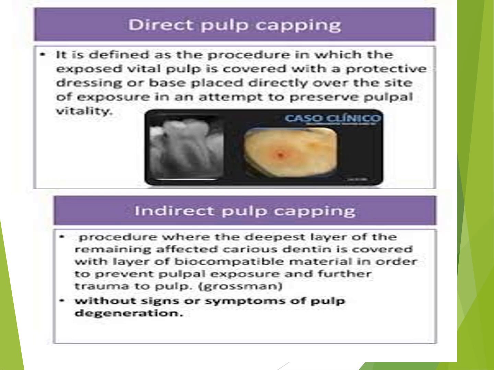So there is a difference between direct pulp capping and indirect pulp capping. The main focus is that we have to protect the pulp. Direct pulp capping is defined as a procedure in which the exposed vital pulp is covered with a protective dressing or base laid directly over the site of exposure in an attempt to preserve the pulp vitality. Whereas indirect pulp capping is where the deepest layer of the remaining affected carious dentin is covered with a layer of biocompatible material in order to prevent pulp exposure and further trauma to the pulp.